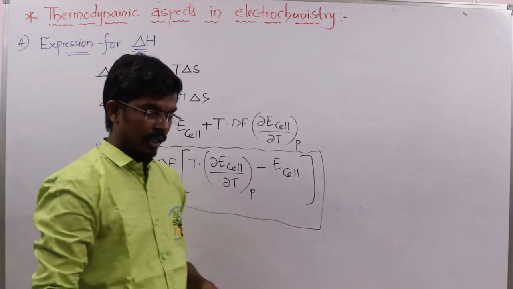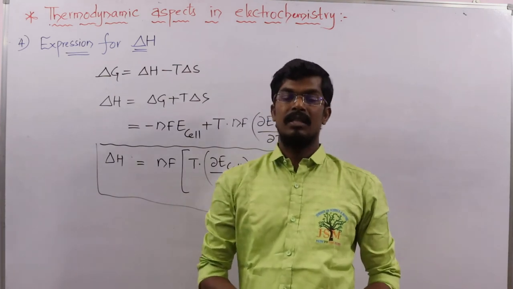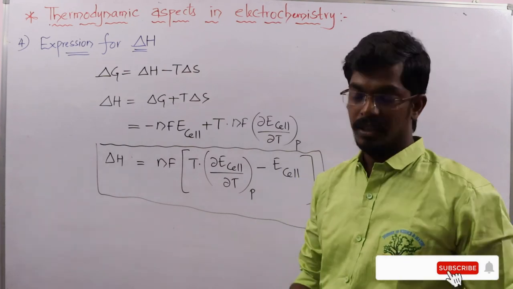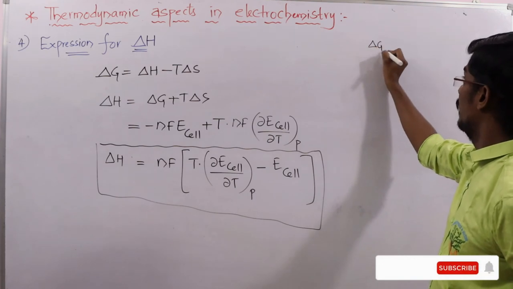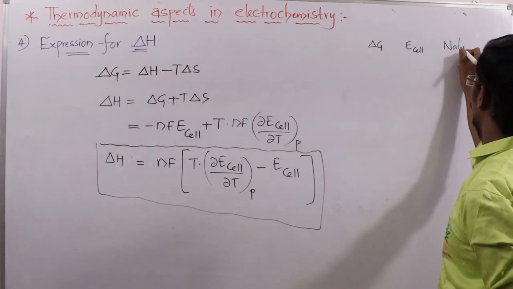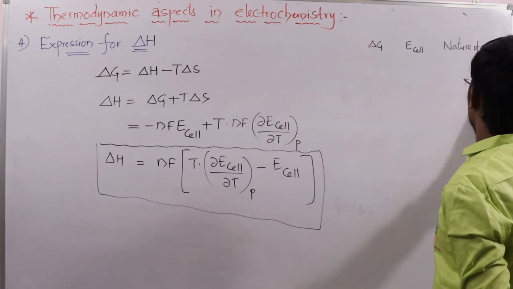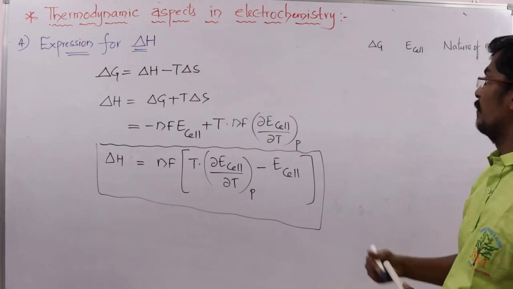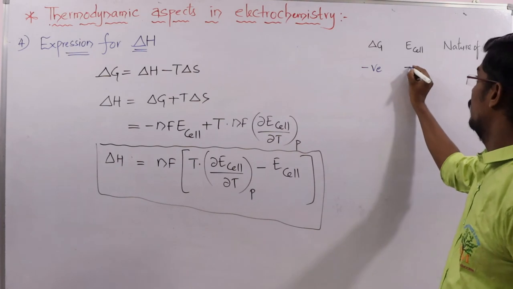Generally, when you deal with thermodynamics, with the help of the sign of delta G and E cell, it is possible to say the nature of the reaction, whether it is spontaneous or non-spontaneous. We explain that with the help of the signs. When delta G is negative, E cell must be positive.